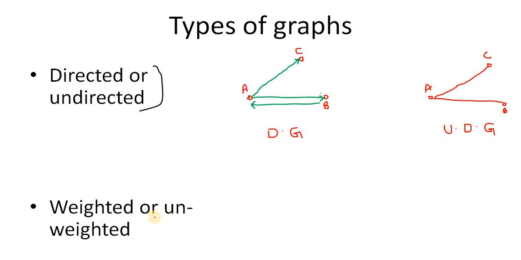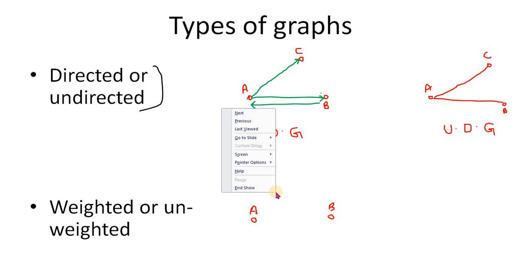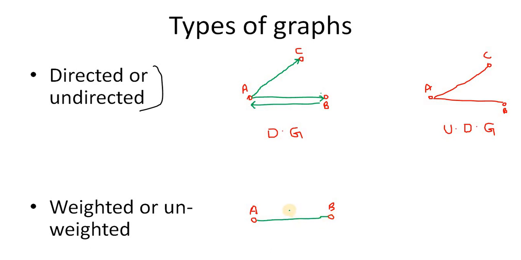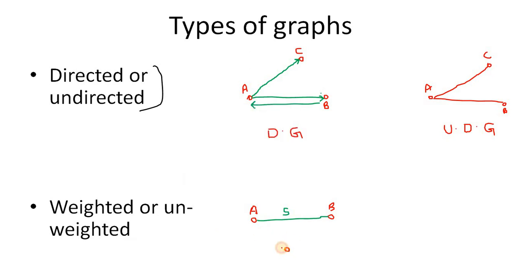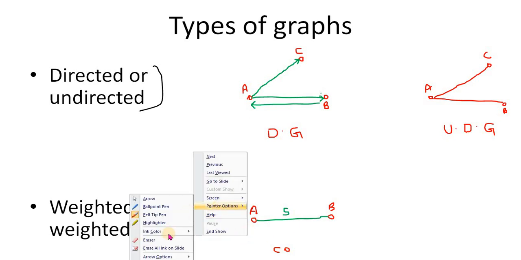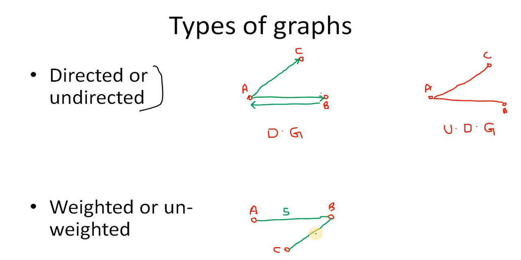Next we have weighted or unweighted graphs. Let's say the graph has nodes A and B, these are 2 nodes, and then we have the edge, and the edge has some value on it. Let's say this is 5. Then it means that the graph is weighted. Weighted means it has some value on the edge. Let's say the other one is 2. So it means that going from A to B costs you 5 units.